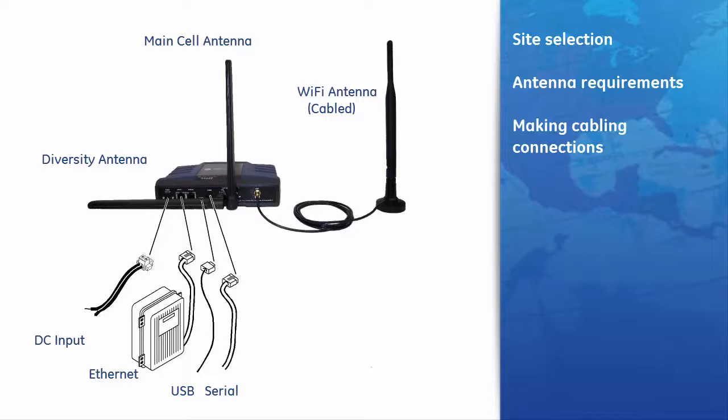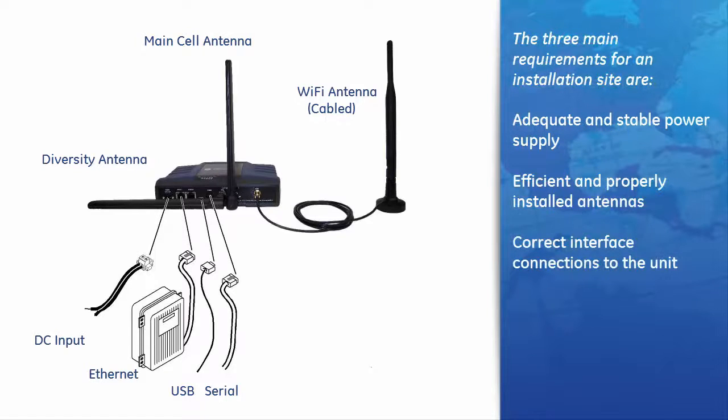In any event, a mounting spot should be chosen where the connectors and the LED indicator panel can be easily accessed. Once a physical site has been chosen, there are three main requirements for successful operation. These are an adequate and stable power supply, efficient and properly installed antennas, and the correct interface connections between the unit and any associated data equipment.